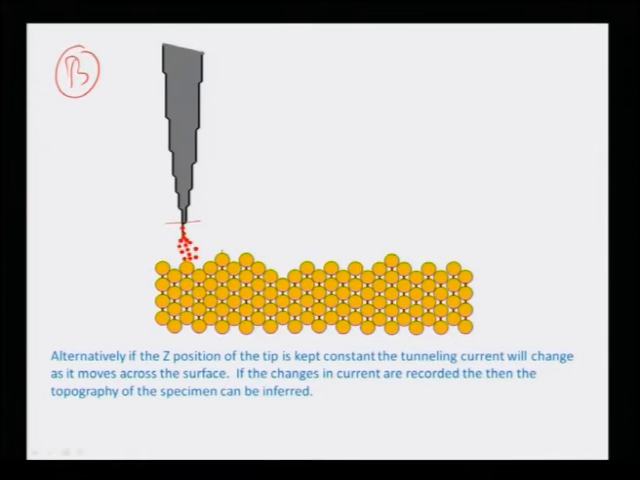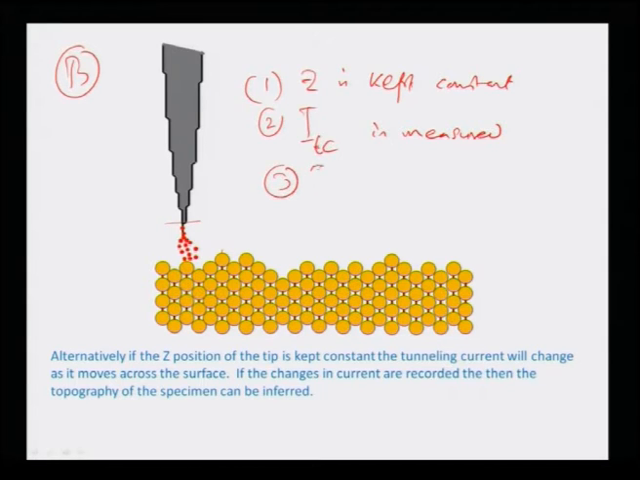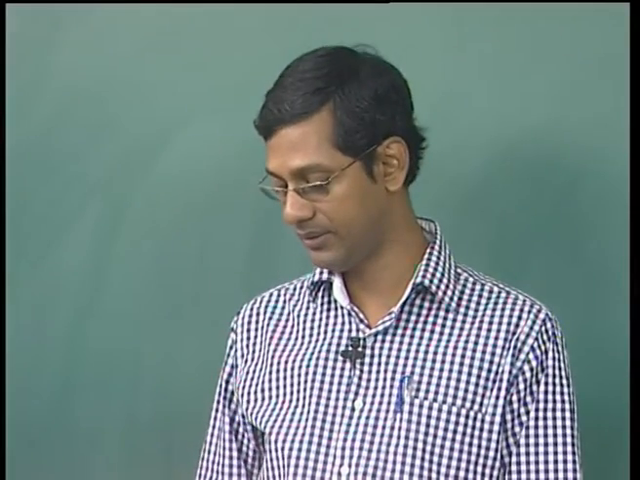So in this case, z is kept constant, that is the distance between the tip and the sample surface at a particular position, and then tunneling current is measured. It will change as a function of sample position, and then I_TC is plotted as a function of spatial variables to obtain a topographic image. So this is very simple, this is all well known even long back, but discovery always takes time because of the problem of integrating the whole instrument.